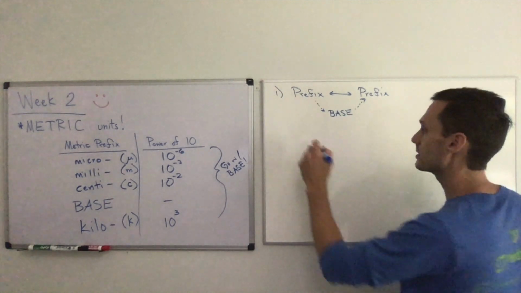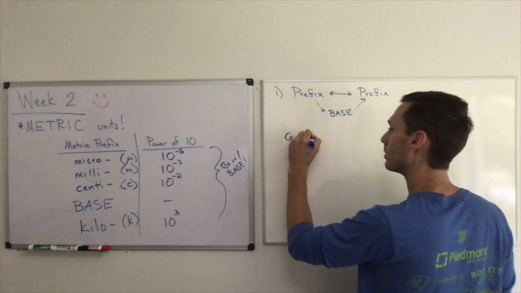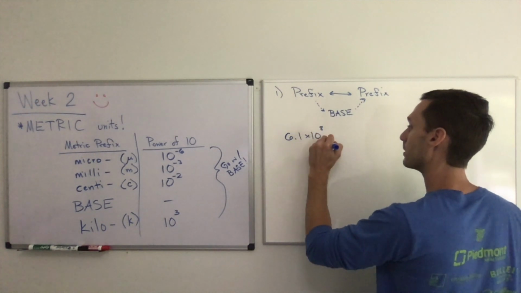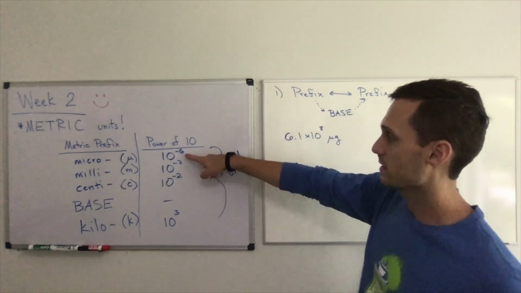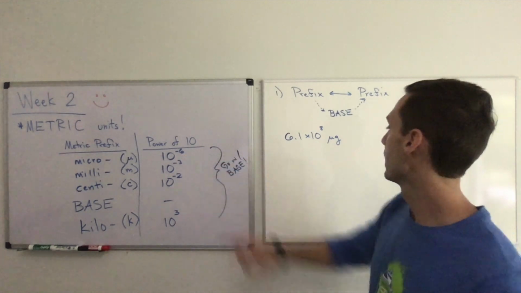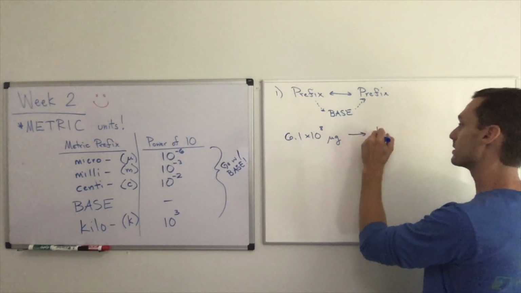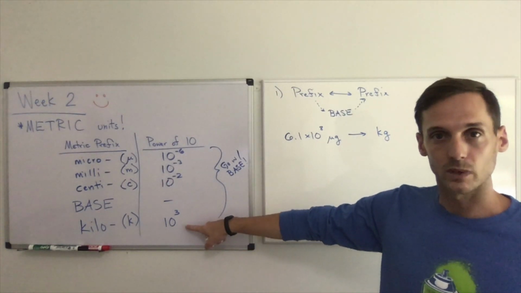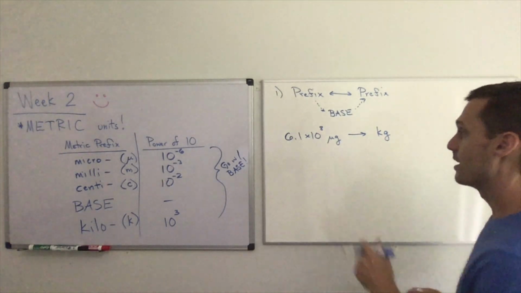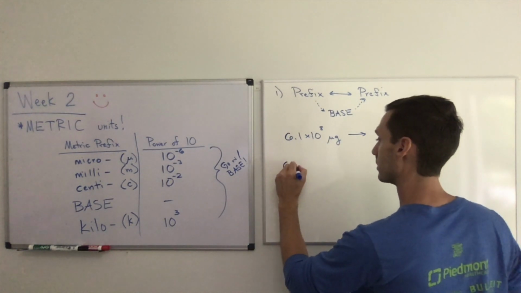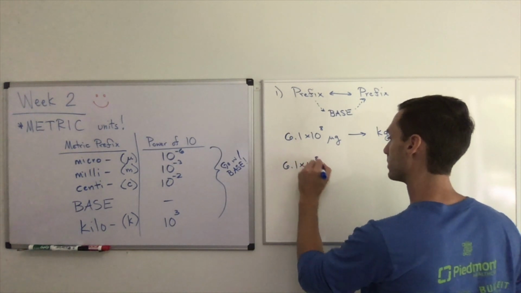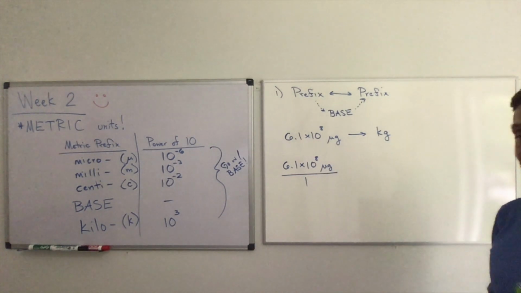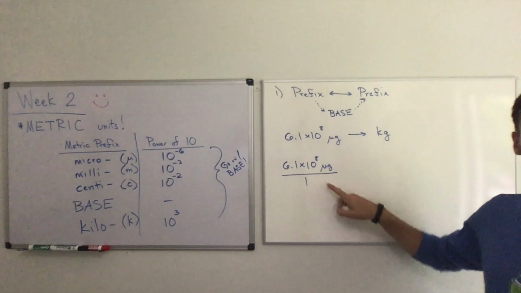So let's do this one. Let's say we have 6.1 times 10 to the 8th micrograms. Okay, so we're starting with micro, and we want to convert that to kilograms way down here. Okay, so let's use dimensional analysis. First step always is put your given amount over 1. So we have 6.1 times 10 to the 8th micrograms all over 1.